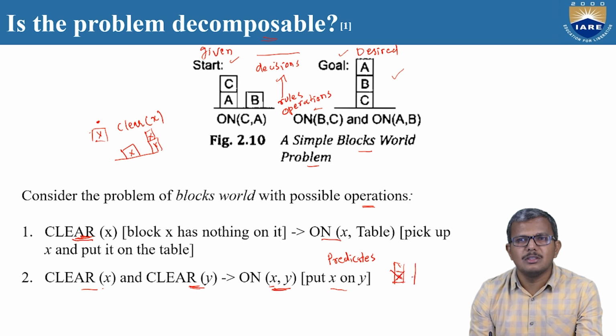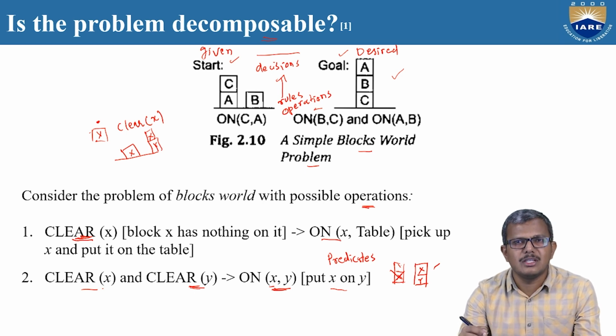So it is not this. It is x and it will be y. So if I say on x comma y, that means that x block is on the y block. So here x block is on the y block. Okay, so these are the possible operations we are having.